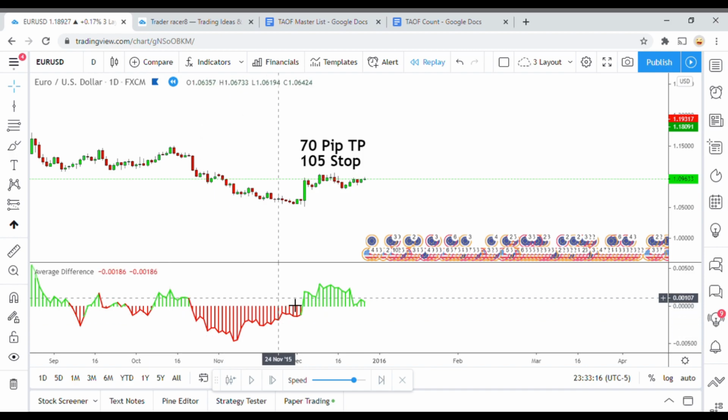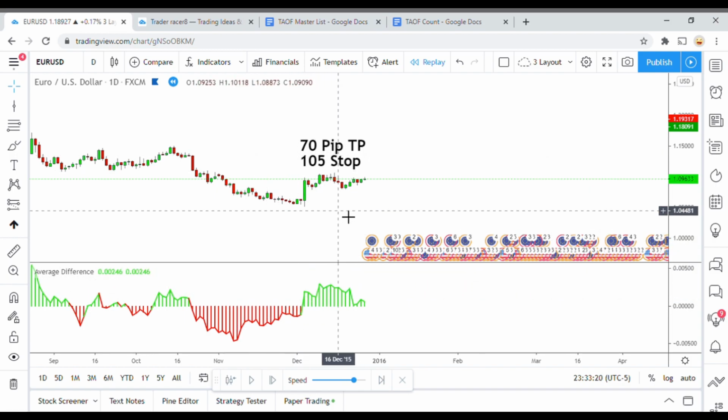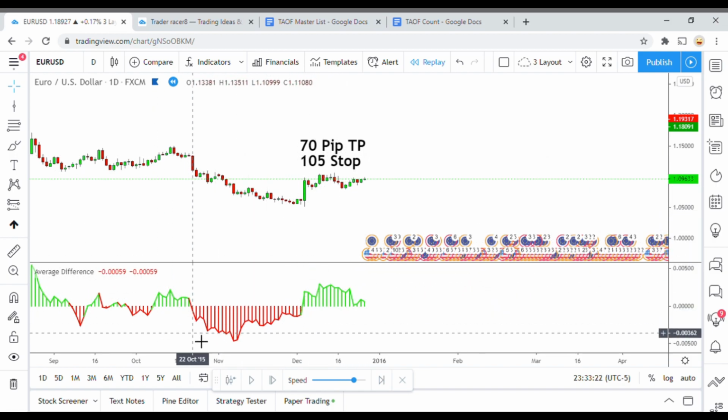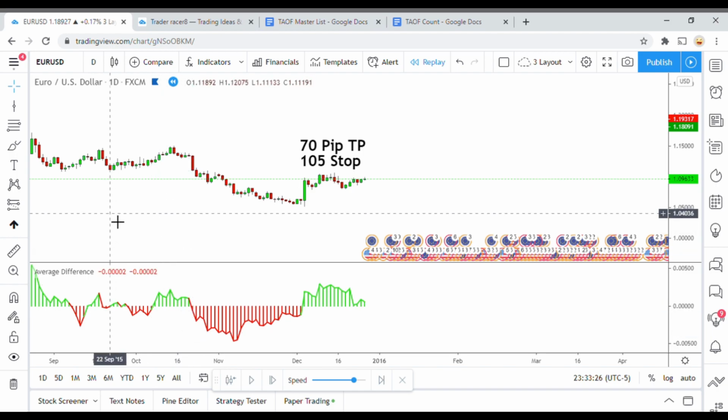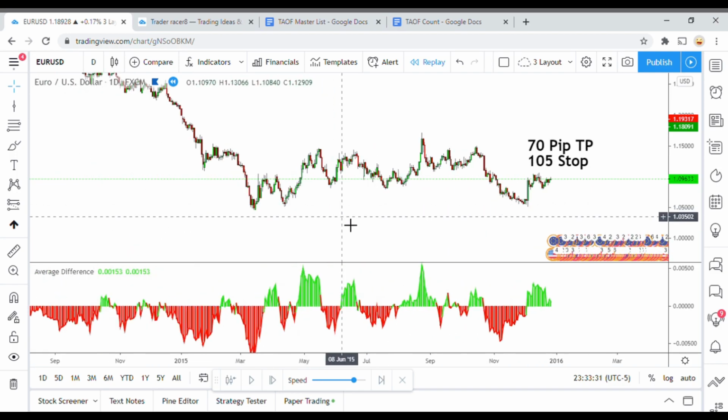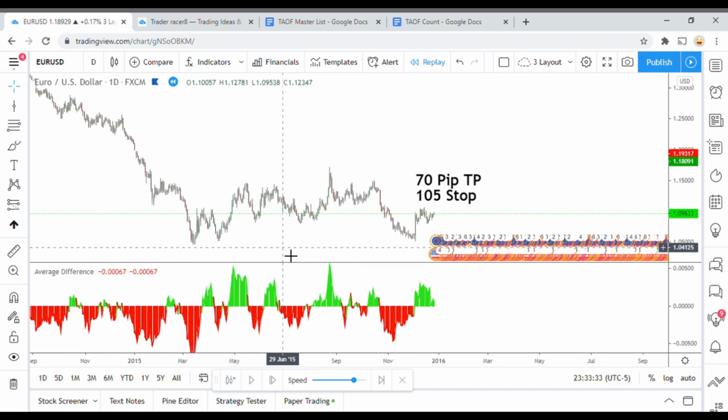And so, yes, like I said, when it crosses up above the zero, it is a green signal to buy. When it crosses down below the zero, that is a red signal to sell. And that's how we will be testing it today.